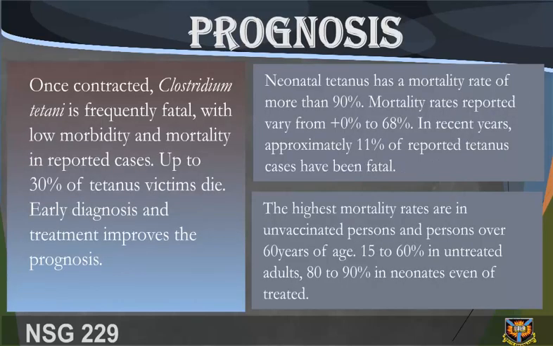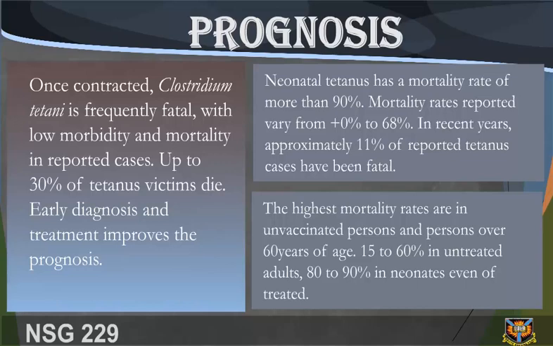Prognosis. Once contracted, tetanus is frequently fatal. Up to 30% of tetanus victims die. Early diagnosis and treatment improves the prognosis. Neonatal tetanus has a mortality rate of more than 90%. Mortality rates reported vary from 0% to 68%. In recent years, approximately 11% of reported tetanus cases have been fatal.